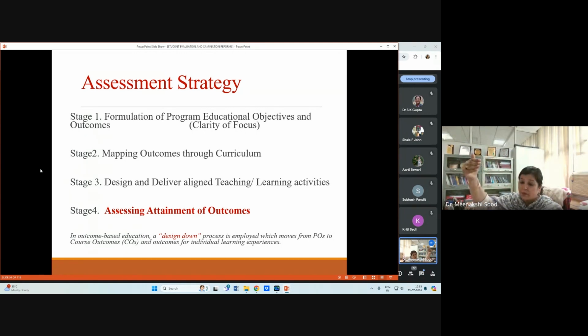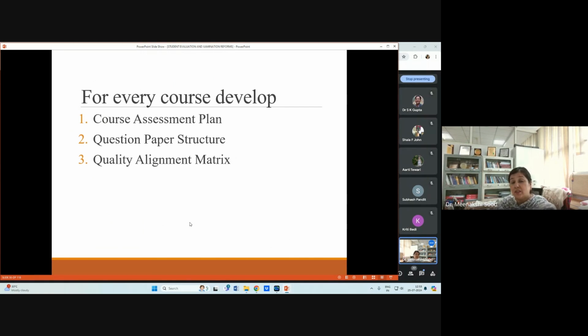So if the outcome is clear, and the assessment on the basis of that outcome is clear, then only the curriculum is to be designed. And if that is clear, then which teaching learning activities should be performed should be taken care of for achieving those outcomes. And then finally comes assessing the attainment of outcomes. So this is how the proper assessment strategy should take place.